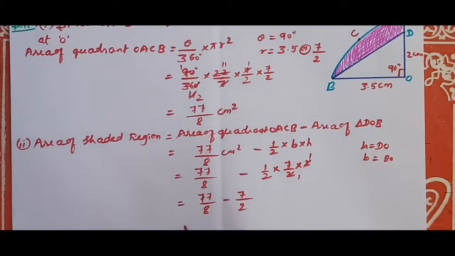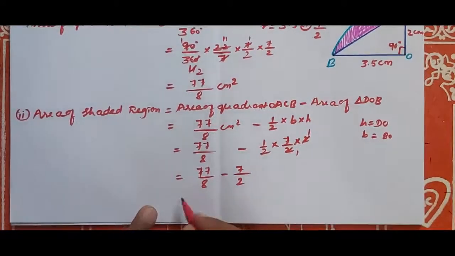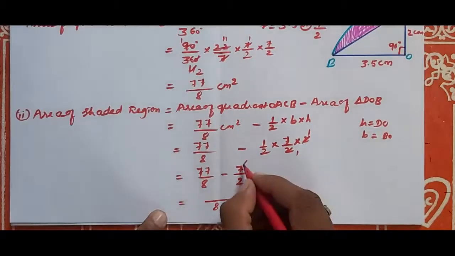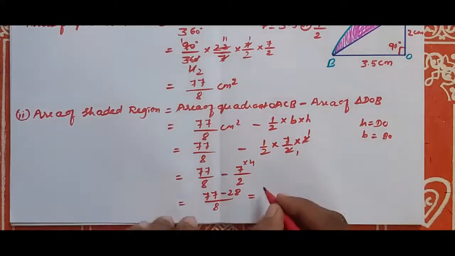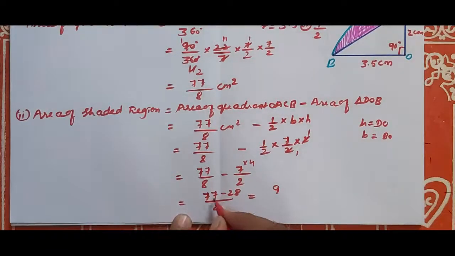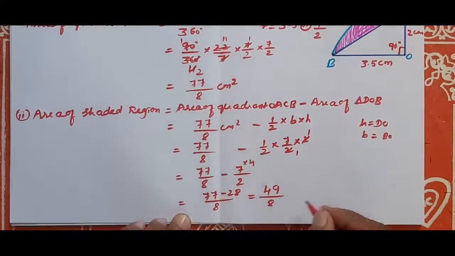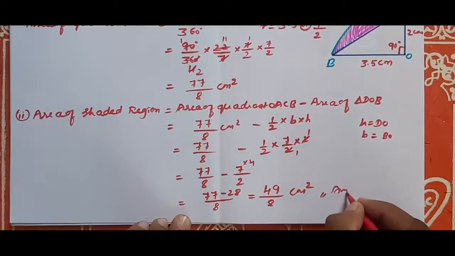Now what is the LCM of 8 and 2? It is 8 only. 2 fours are 8, 77 right as it is, minus 7 fours are 28, which is equal to 77 minus 28, which is 49, right? And here 8 minus 0, 8. So 49 divided by 8 square centimeter is the right answer.